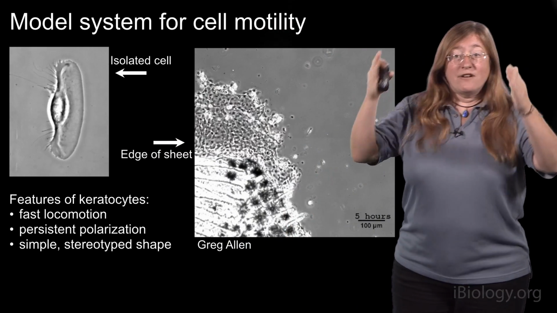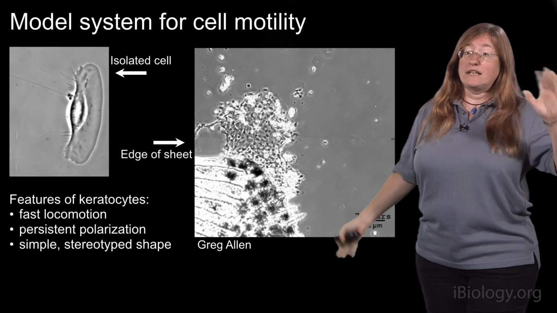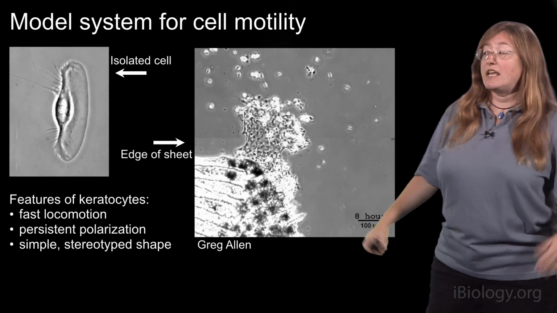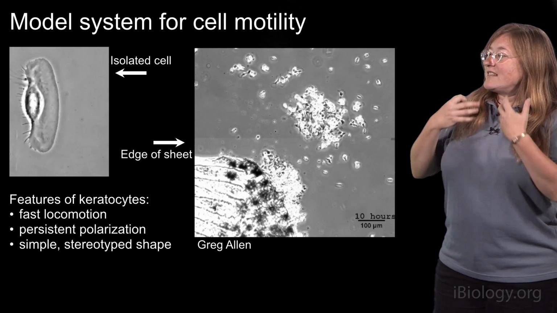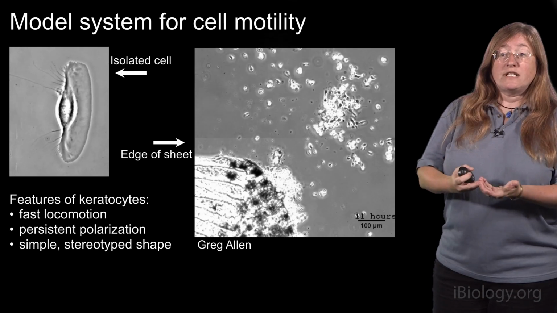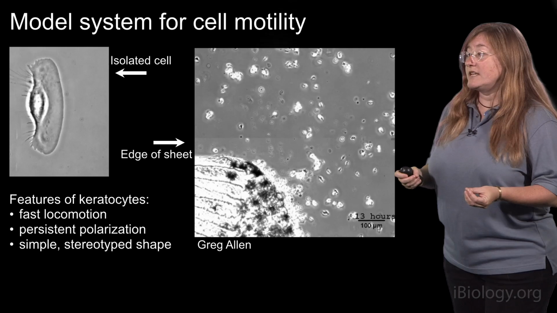The movement is very fast. The movement is very persistent. The movement is essentially unidirectional. That is, they don't really have a very strong tendency to change. So they're essentially moving at steady state. The fact that the movement is so regular and is so stereotyped makes it very good for biophysical analyses of the kind that I'm going to be delving into today.